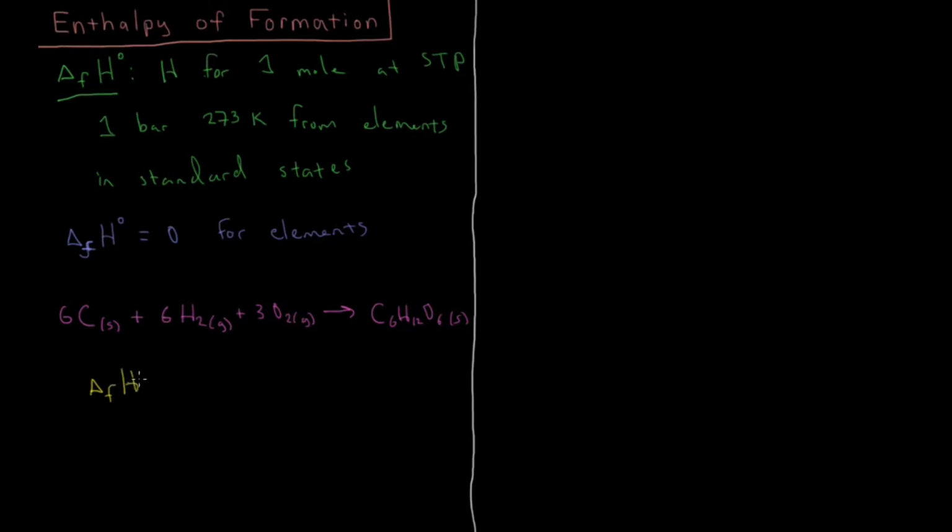So for this reaction, our enthalpy of formation for a mole of glucose is going to equal minus 1271 kilojoules per mole. So it's very, very favorable relative to the elements in their standard state to form glucose. You're going very much energetically downhill. This would be a very exothermic reaction. It produces a molecule which is much more stable and is releasing heat to the surroundings as a result.